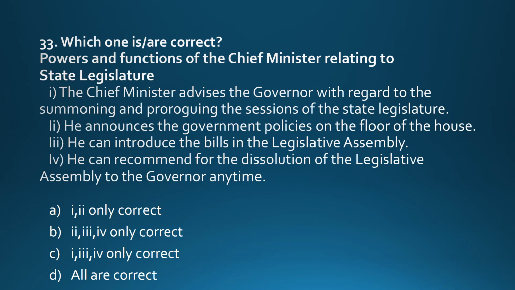Question number 33. Which one is or are correct? Powers and functions of the Chief Minister relating to state legislature. 1. The Chief Minister advises the Governor with regard to the summoning and proroguing the sessions of the state legislature. 2. He announces the government policies on the floor of the House. 3. He can introduce the bills in the Legislative Assembly. 4. He can recommend for the dissolution of the Legislative Assembly to the Governor anytime.